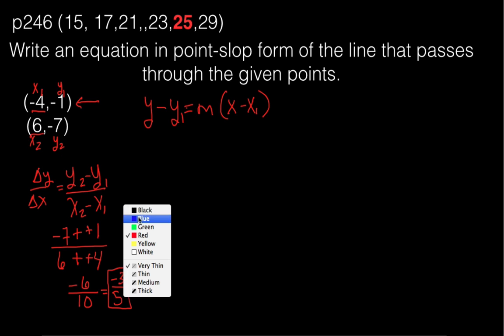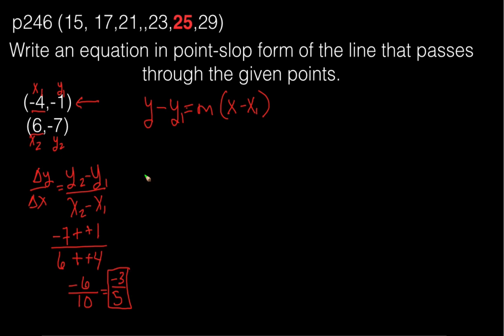So now I can finish my equation. So y minus, what's my y sub 1? Y minus a negative 1. Okay, and then my slope is negative 3 over 5 times x minus, and then what's my x sub 1? Minus a negative 4. Okay, so now I actually need to simplify this, right? Because this is a little bit messy.